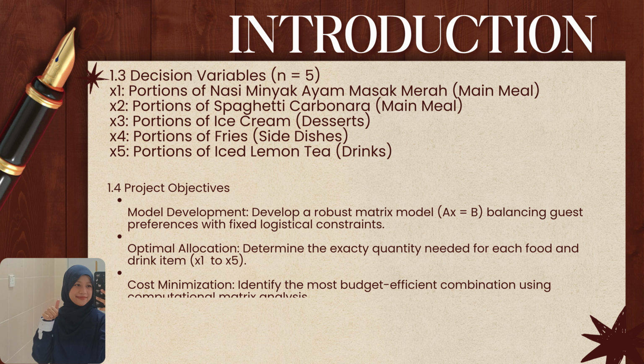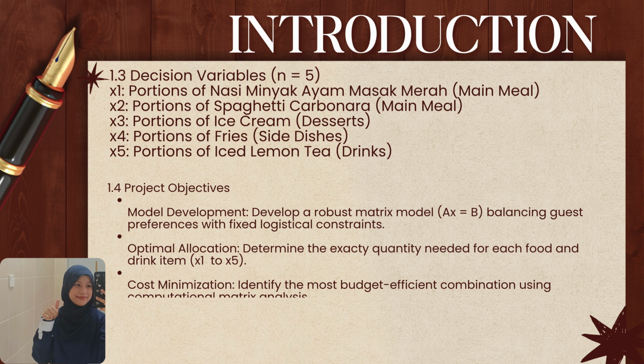Now, let's move to 1.3, decision variables. We have 5 main items to find. For X1, we have nasi minyak ayam masak merah. X2, spaghetti carbonara. X3, ice cream. X4, fries. And X5 for iced lemon tea.